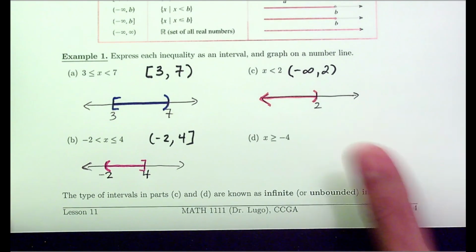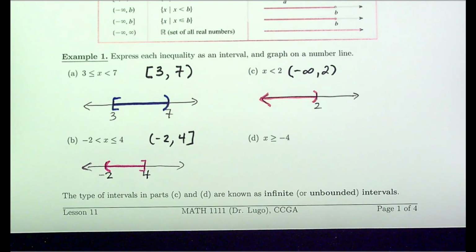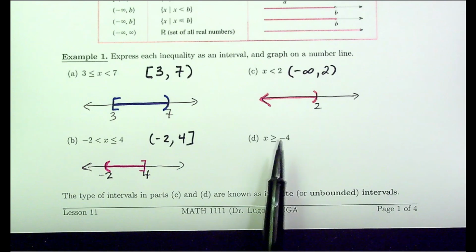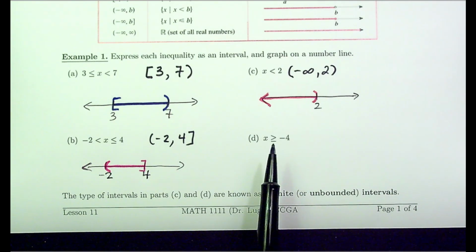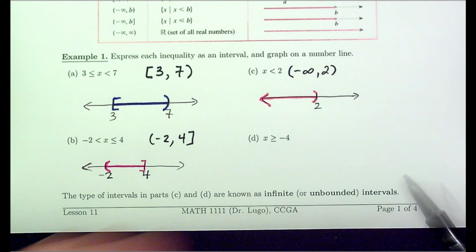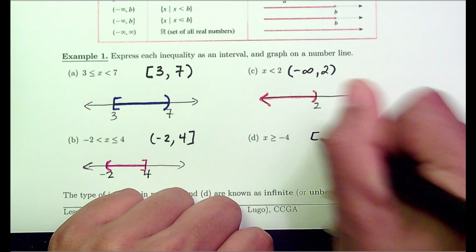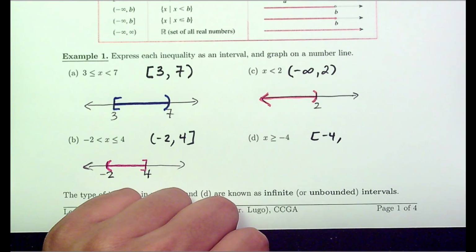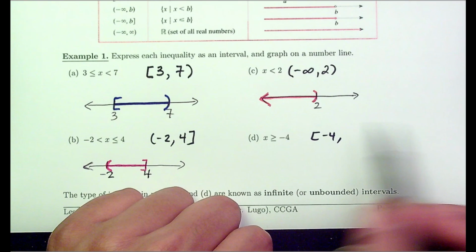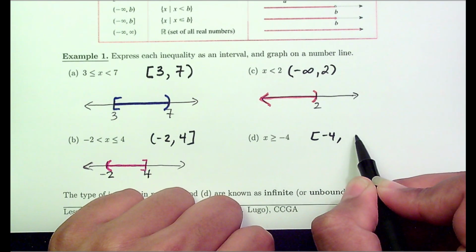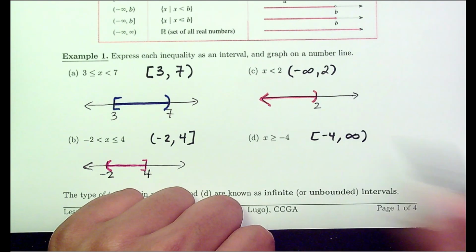Last one, how would you draw that one? And what would be the notation, interval notation for that? This one says all numbers greater than or equal to -4. Greater means to the right of. So that means, and you're including it, so that has to be a bracket. So square bracket, -4, and then to the right, all the numbers to the right, so it would be to infinity.